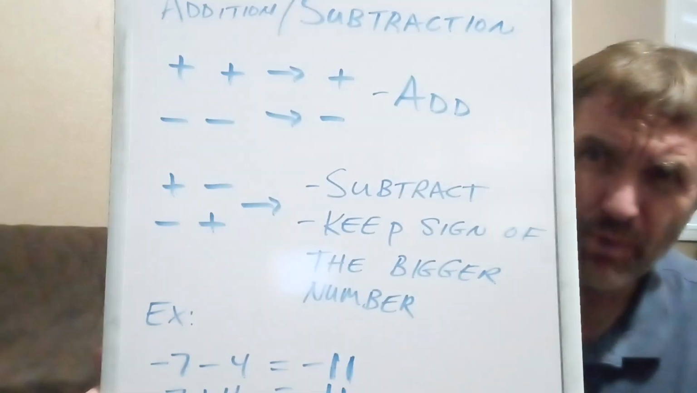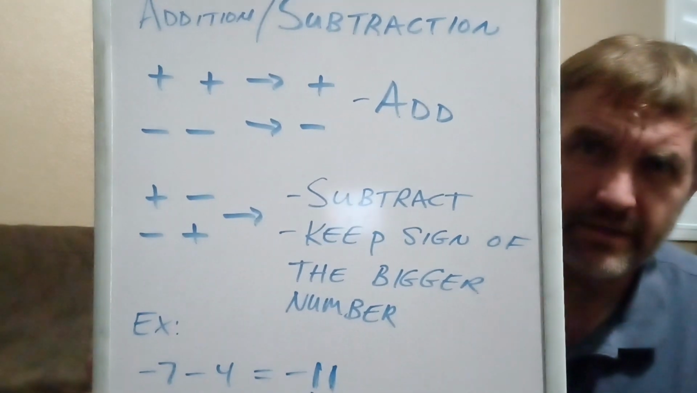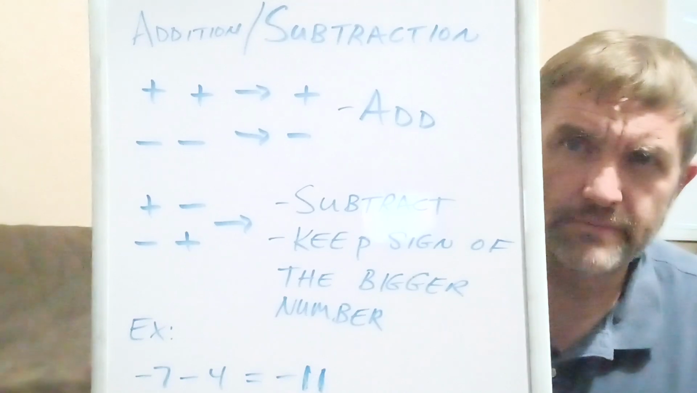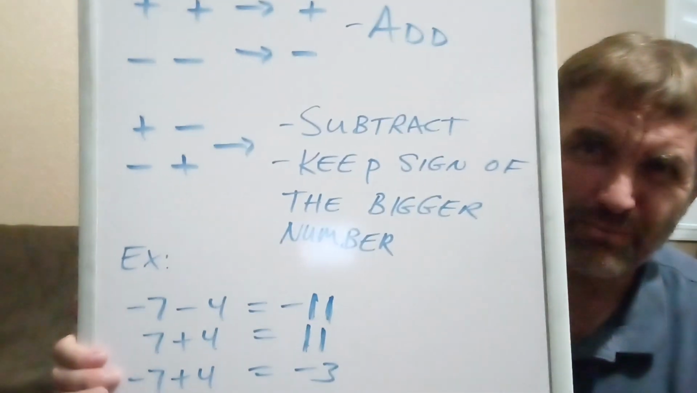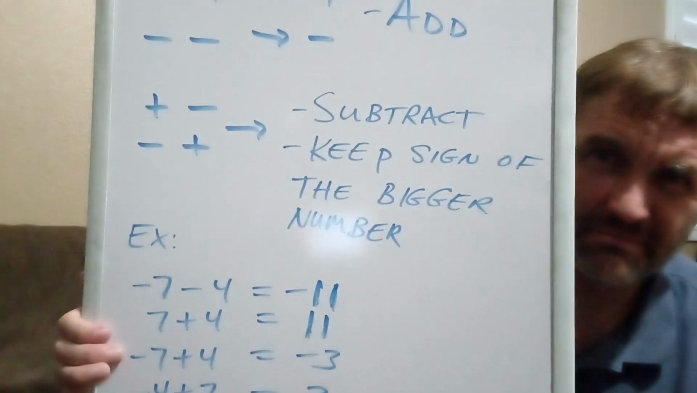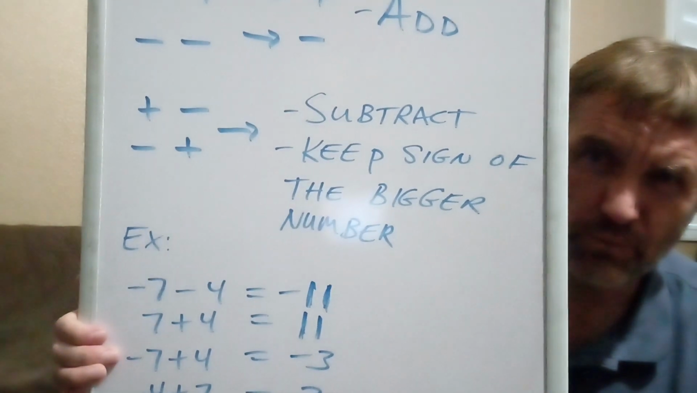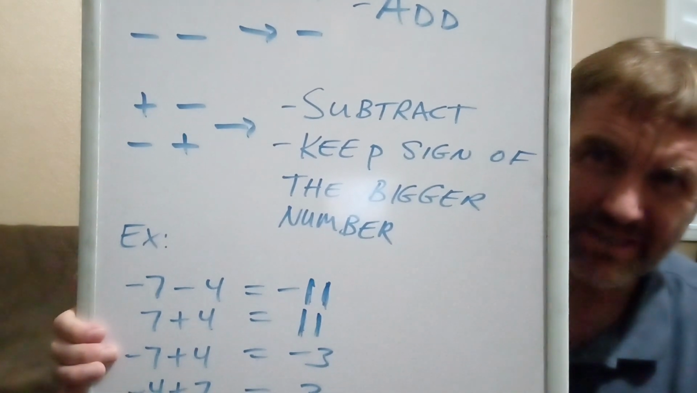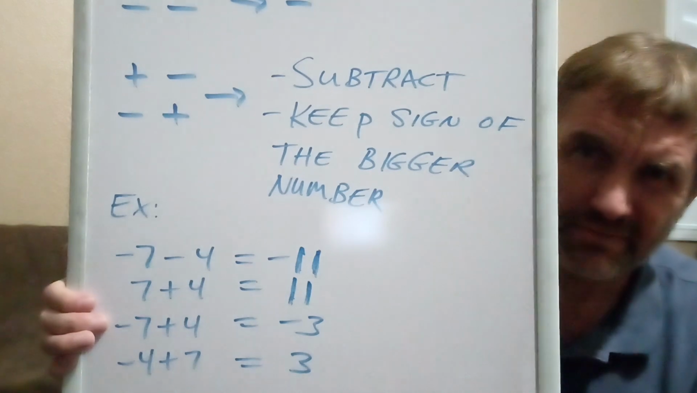Now, if I have a positive and a negative, what do I do? Well, you subtract. The thing is you have to subtract the smaller number from the bigger number. Then you keep the sign of the bigger number. So, for example, I have negative 7 minus 4, both negative numbers. So I'm going to add those. 7 plus 4 is 11, and it's going to be minus 11. Then I have 7 plus 4, both positive, so I add them to get positive 11.